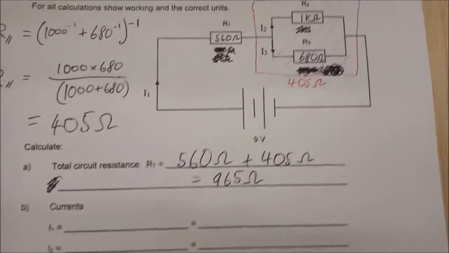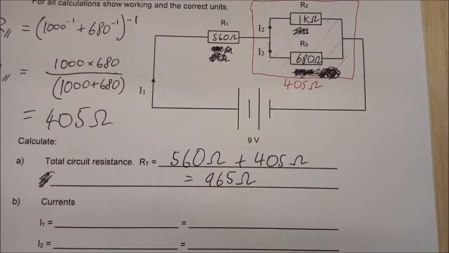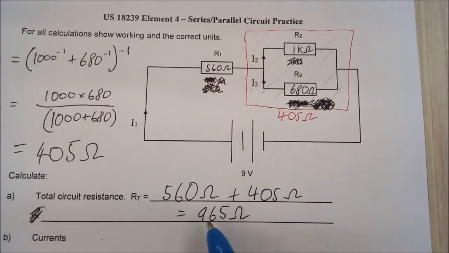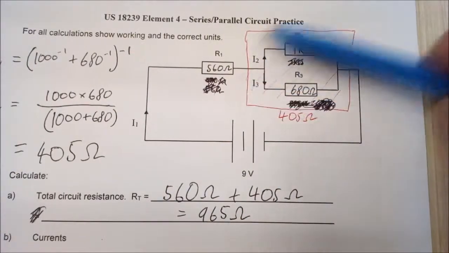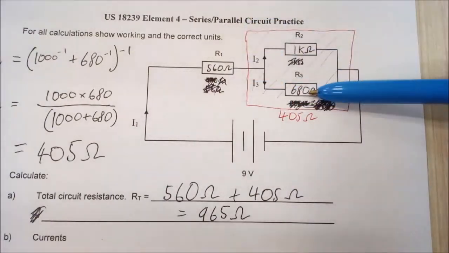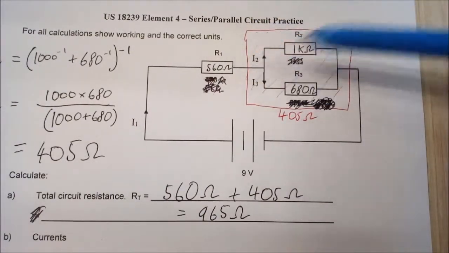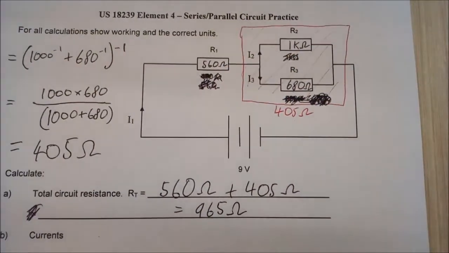Okay, we're back for installment 2. So we have found a total resistance for this circuit of 965 ohms, and this was helpful to find that series equivalent resistor of these two parallel resistors. But now we look back inside here for a bit.